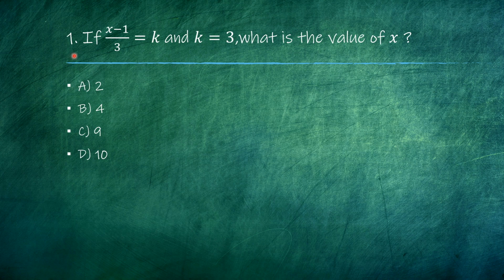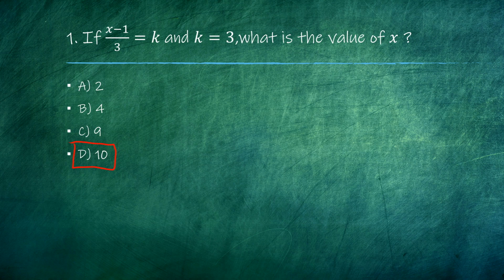Question 1. If the expression (x minus 1) over 3 is equal to k, and k is equal to 3, what is the value of x? Go ahead, pause the video and try this question yourself. And the answer is D. How to solve this question?